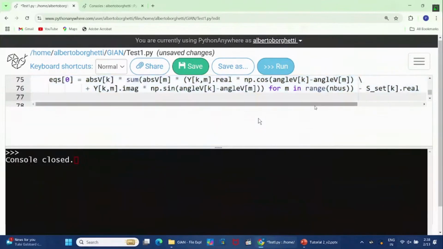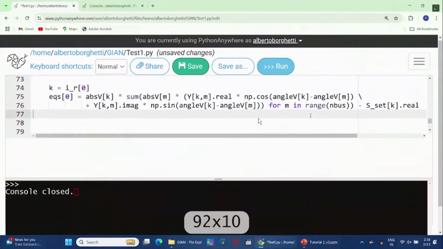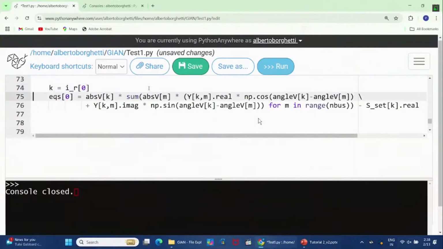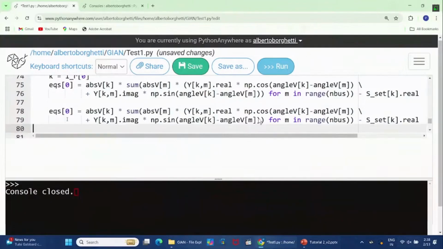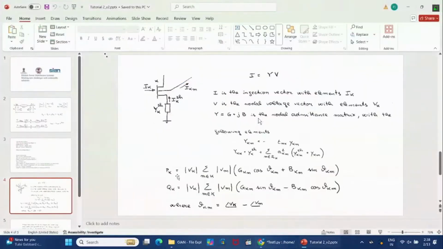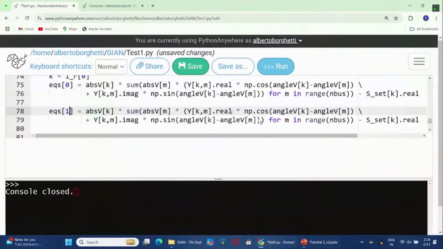Why am I doing this? Because for the second equation I would like to copy, Control C, Control V. Yes, now it's copied. And equation 1. Why am I doing this? Because the reactive power equation is very similar to the active power. There is a change of sign here, you see, and the cosine is sine and the sine is cosine, no other differences. So I need just to replace this real with imag.